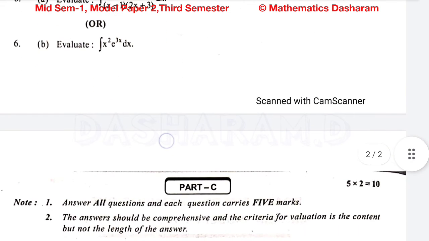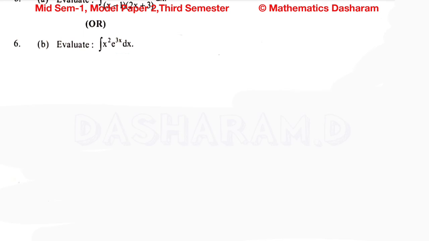Next, sixth, part B question: evaluate the integration of x square into e power 3x dx. Here it is a product of two functions. x square is an algebraic function, and e power 3x is an exponential function. As per the ILATE rule, check whether they are in the correct order or wrong order. In the ILATE rule, A comes first, E second. So they are in the proper order, and we can continue the answer.